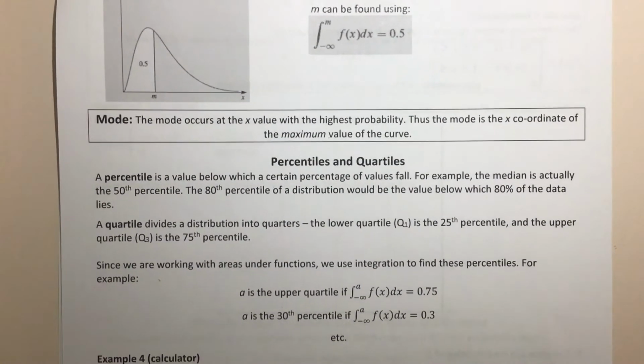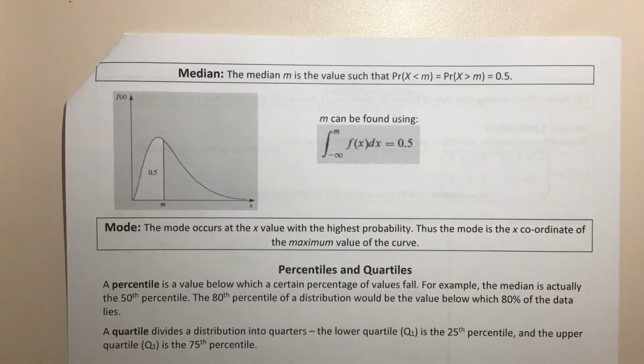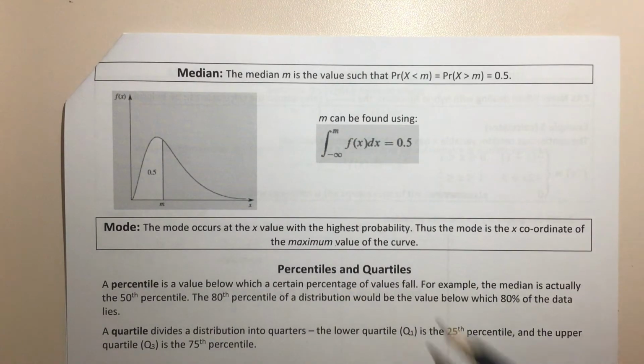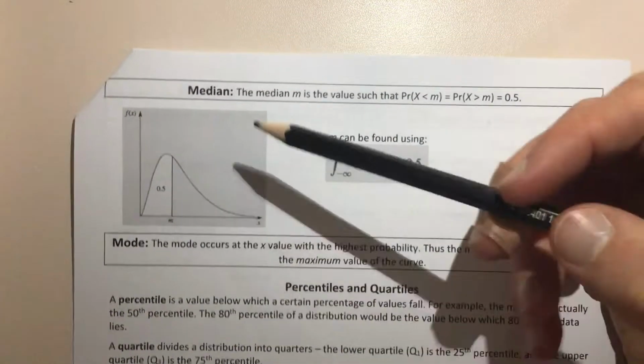In this next part, we start to look at a couple of others, the median and the mode. There's a little bit here on percentiles and quartiles. I wouldn't fixate too much on this section, but it does explain what they are. But let's focus on the median and the mode.